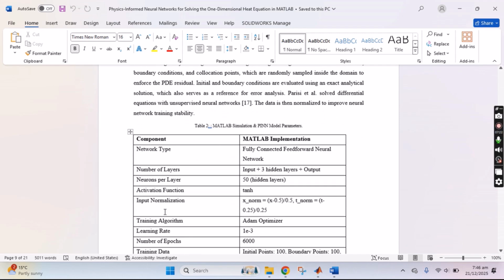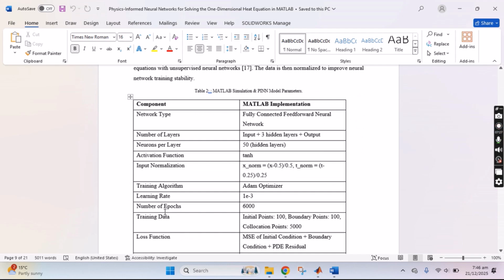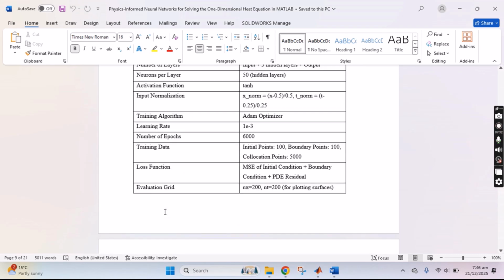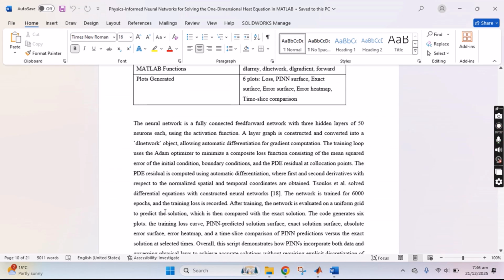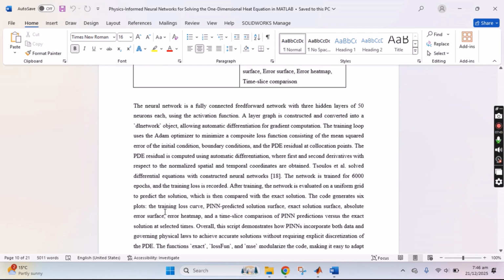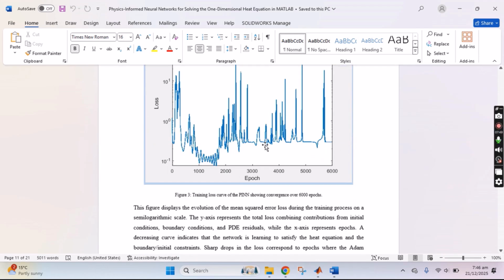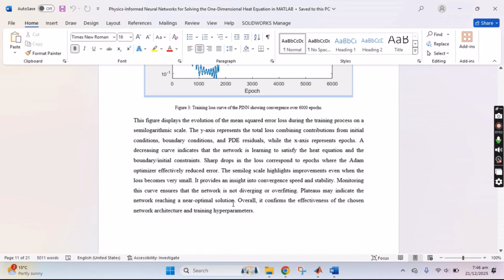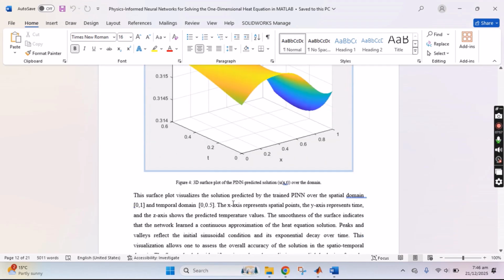In the MATLAB simulation and analysis, I have added all the layers, activation function, training algorithm, learning rate, number of epochs, and evaluation grid as well. The neural network is a fully connected feed-forward network with hidden layers of 50 neurons. Here is the training loss over 6,000 epochs, and the overall confirmation of the PINN prediction.